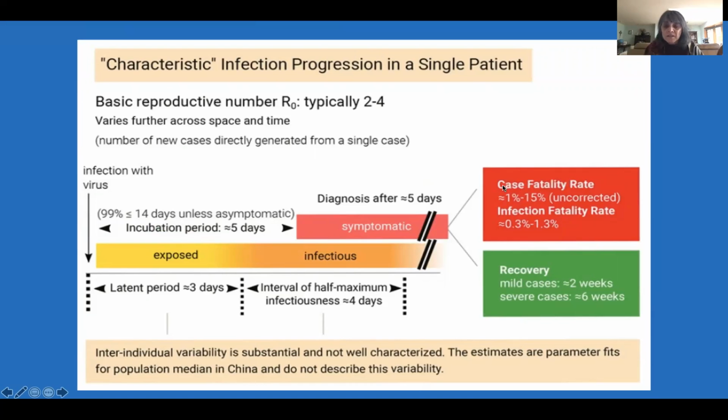You may have noticed this case fatality rate is 1 to 15%, and there's an infection fatality rate. What this means is the number of people who died relative to the number of people who came into the hospital sick. And then this infection fatality rate is the number of people who died relative to all of the people who got infected. This number is lower because, of course, we have a lot of people who have very mild symptoms and don't go into the hospital.